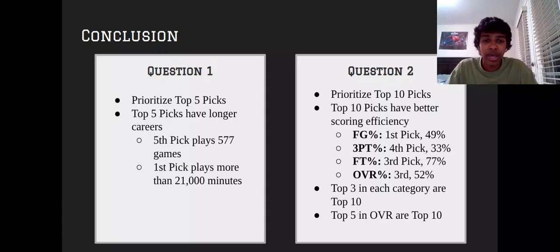If we're going to prioritize scoring efficiency, I would tell teams to prioritize the top 10 picks, because the top 10 picks have a better scoring efficiency. As you can see, when it comes to field goal percentage, it's the first pick; 3-point percentage, 4th pick; free throw percentage, 3rd pick; and overall scoring efficiency, the third pick. And the top three in each category are the top 10, and the top five in the overall scoring efficiency are the top 10 picks.